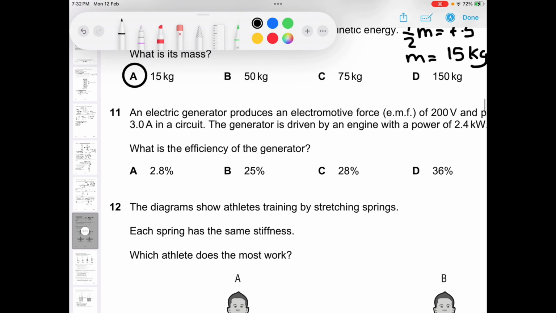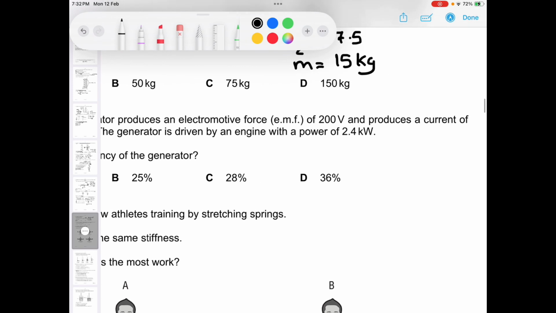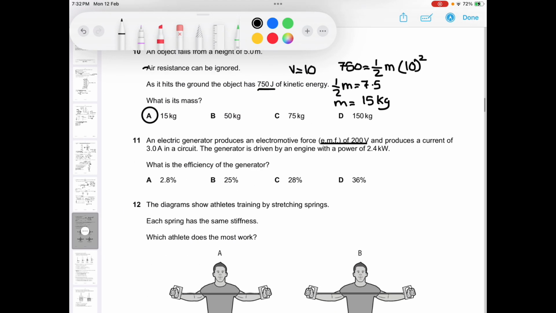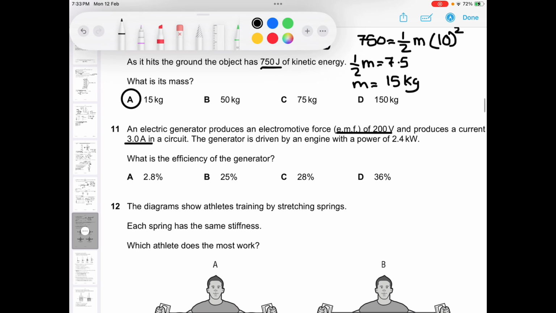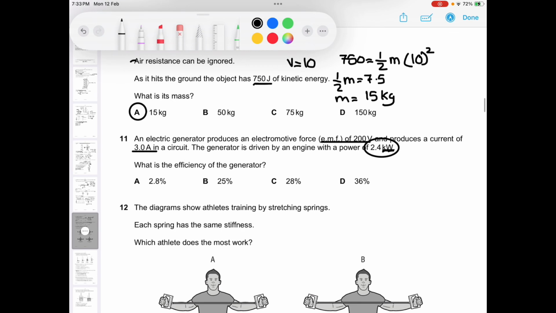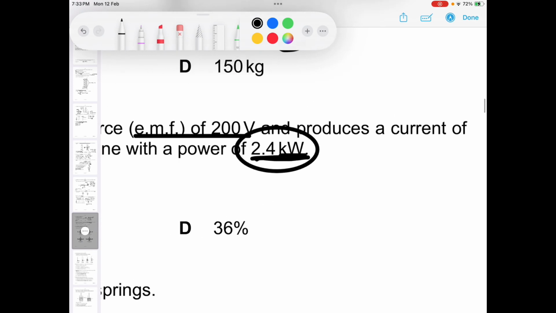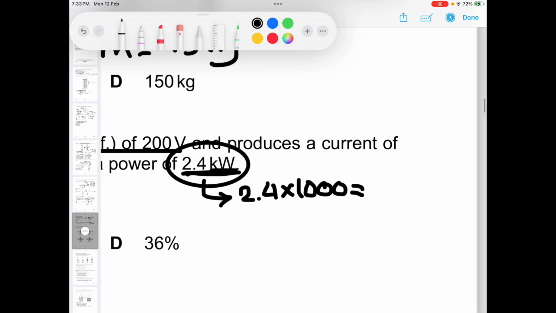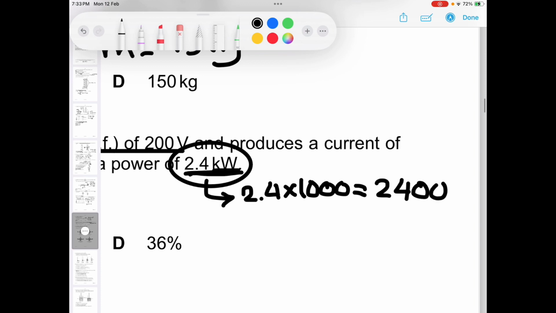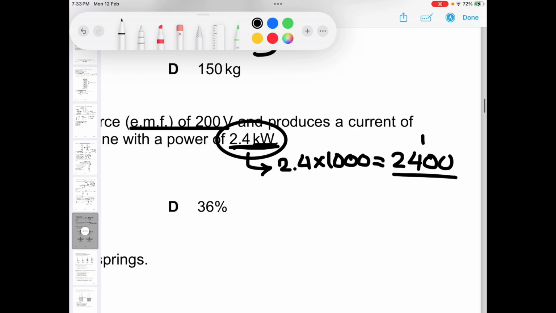Okay, 11. An electric generator produces an electromotive force EMF of 200 V and produces a current of 3 amperes in a circuit. The generator is driven by an engine with a power of 2.4 kilowatts. What is the efficiency of the generator? First of all, as we noticed here, it is in kilowatts, so we need to convert this into watts. 2.4 times 1,000 is equal to 2,400. So this is the power.